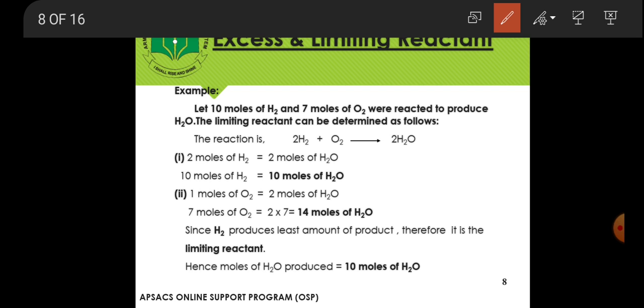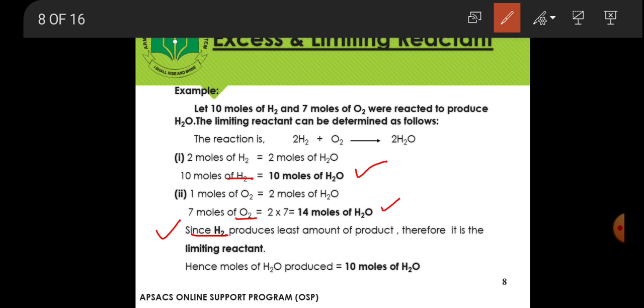Let's discuss the second reactant, part number 2. If 1 mole of oxygen is used, then according to a balanced chemical equation 2 moles of water are produced, and according to the question, if 7 moles of oxygen are used, then how many moles of water are produced? 2 divided by 1 multiplied by 7, so the answer will be 14 moles of water will be produced from 7 moles of oxygen. So if we compare both the reactants, hydrogen produces less number of water molecules as compared to oxygen, which produces greater number of water molecules. So hydrogen is the limiting reactant. Since hydrogen produces least amount of product, therefore it is the limiting reactant.